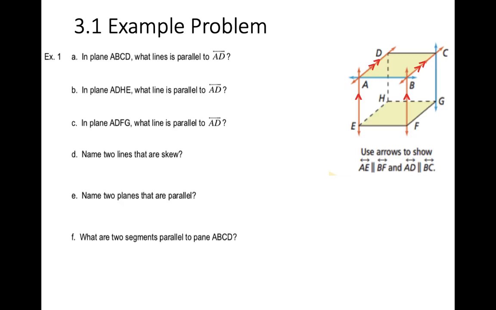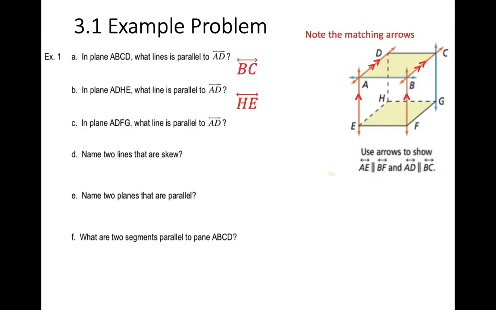All right, so in plane ABCD, that's that yellow plane at the top, what line is parallel to AD? So in that plane, which line is parallel to AD? And the answer is going to be what? BC. You guys got it. Excellent. Okay, in plane ADHE, that's the one over on the left, what line is parallel to AD? EH, right? Or HE. On this plane on the left, which one is parallel to AD? That would be the one on the bottom here, EH. I call it HE, same thing.